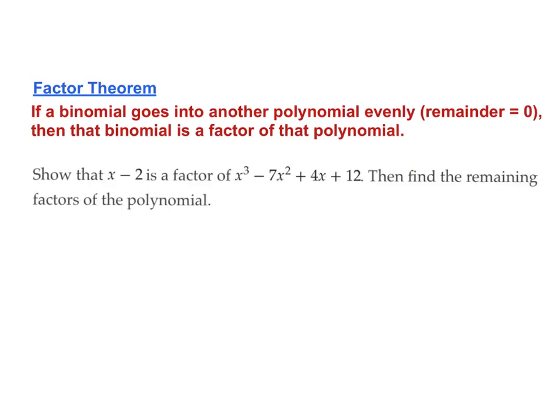The types of problems that you're going to be doing related to this in your homework look like this. There are 2 parts to it. The first part is showing that x minus 2 is a factor of x cubed minus 7x squared plus 4x plus 12. The second part is to find the remaining factors. And I'll show you how to do both parts.